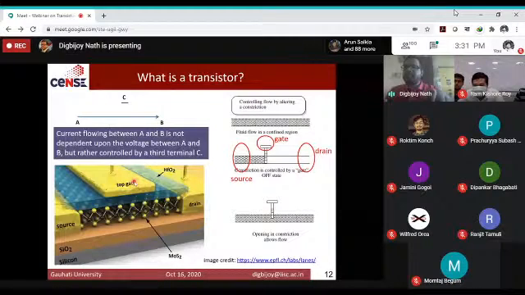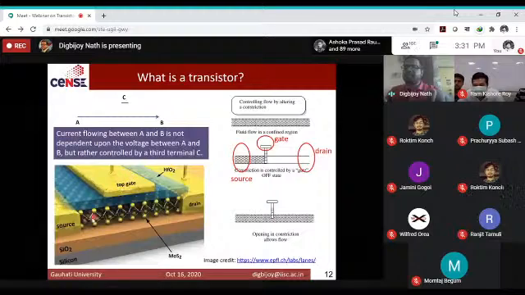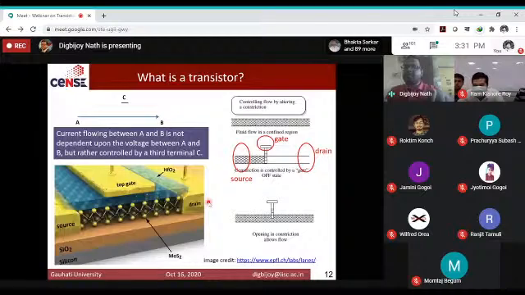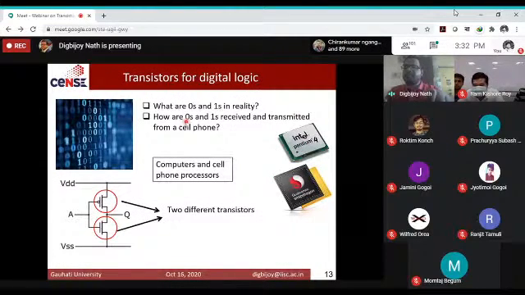That's how it is used as a switch. That means you can apply voltage on the top gate, and you can ensure that either current flows or current does not flow. So it's like a switch. Either it is on, current is flowing, or it is off, the current is not flowing. And for that, you don't have to depend on the 2 terminals, you use the third terminal. That's a very beautiful concept. So transistors handle these zeros and ones in a digital circuit.